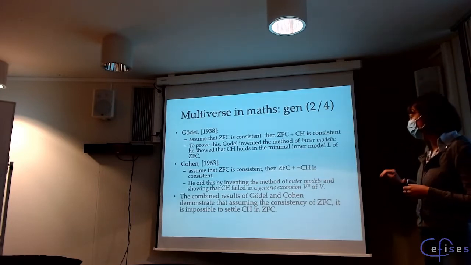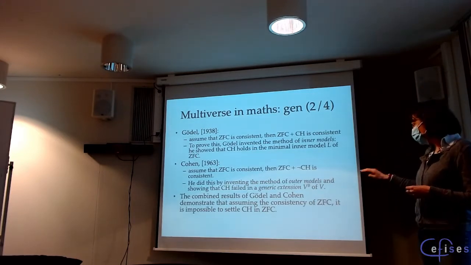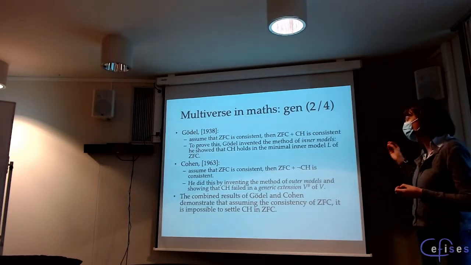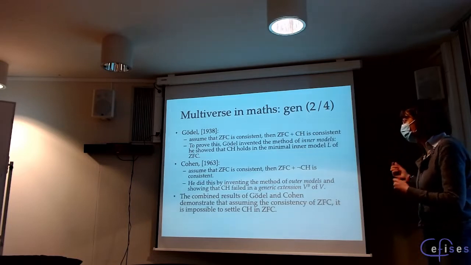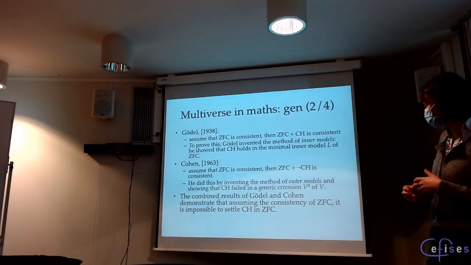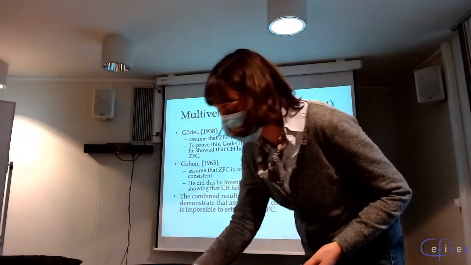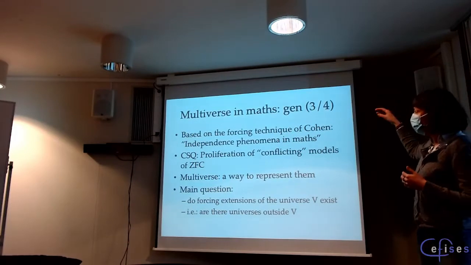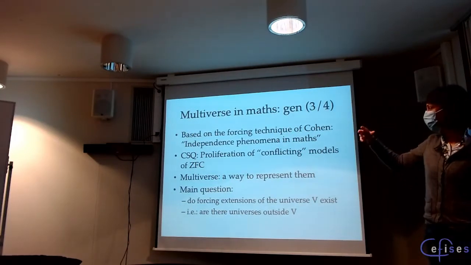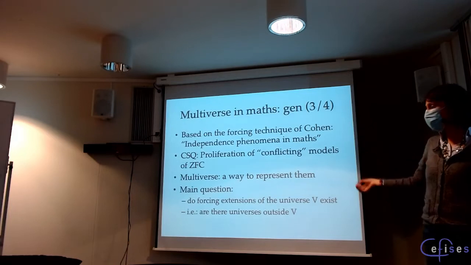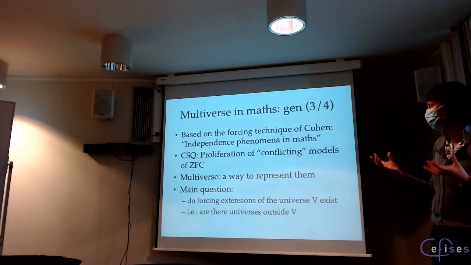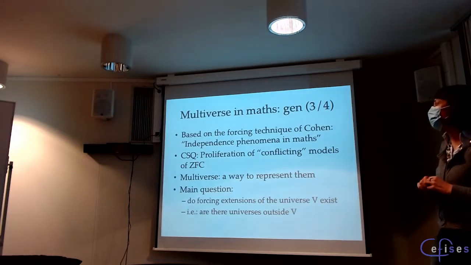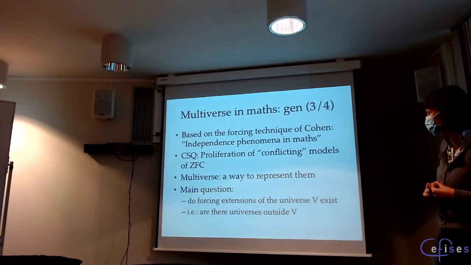that he developed to show that. And so as a result, if you assume the consistency of ZFC, you can have both CH true and false consistent with it. It showed that it was one of the undecidable propositions of the theory. And from using that technique, people applied it, and there were many other statements that were shown to be independent in mathematics. So that was called the independence phenomena in mathematics.